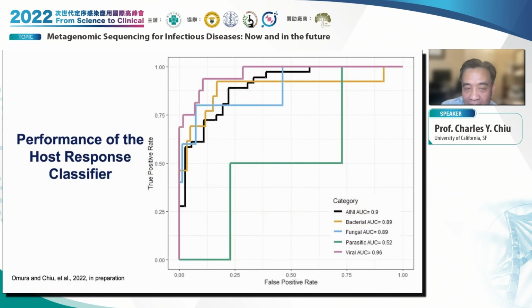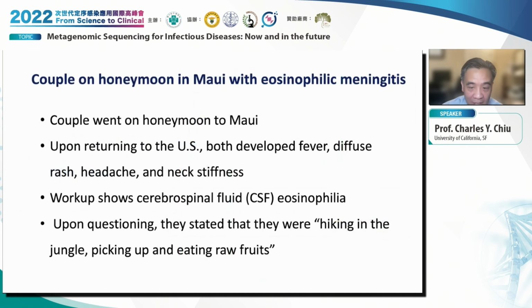And so this is an ROC, or receiver operating characteristic curve, showing you the performance of the classifier. You can see that it's actually pretty good for most of the categories except for parasitic infection. I suspect that part of the reason why parasitic infection does not perform as well is because we have many fewer cases. We only have about 10 to 15 cases in the data set. But I want to give you an example of how we would potentially use it to diagnose parasitic infection, because we have cases like this where it may potentially be needed.